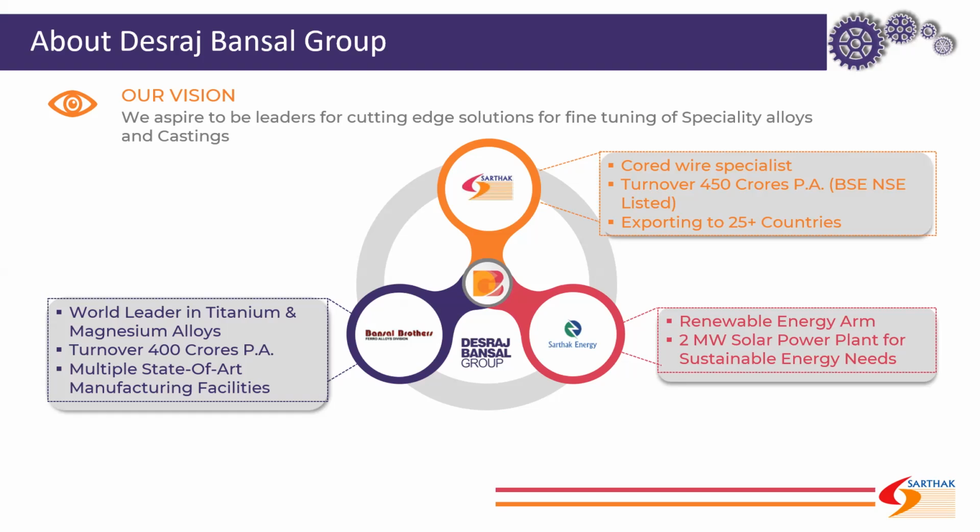Bansal Brothers is the world's largest manufacturer of ferro-titanium and magnesium alloys. Its turnover is around 400 crores per annum. Multiple state-of-the-art manufacturing facilities are here, like induction furnaces and a full lab setup for analysis of all the elements and alloys. So this is our company information.